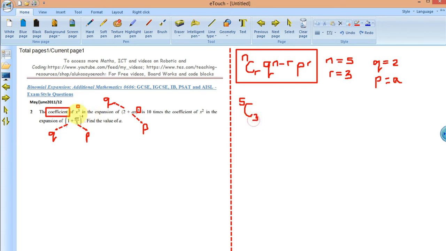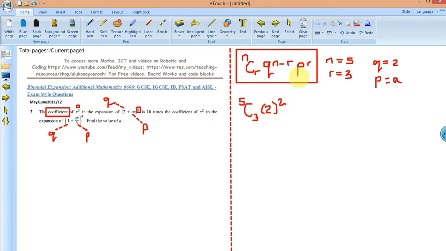Okay, because this one is expansion of this one. So I'm working with this one now. Then the p here is 2, right? So I have 2 raised to power n minus r, which is 5 minus 3. So 5 minus 3 is 2, so that is raised to power 2.